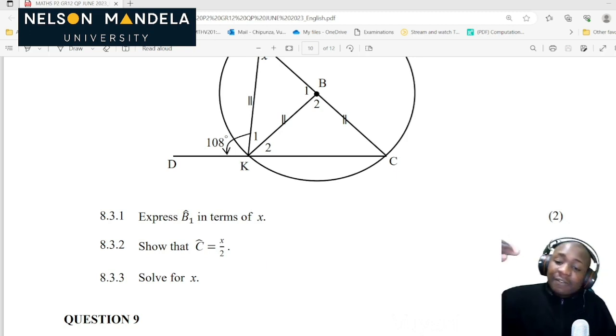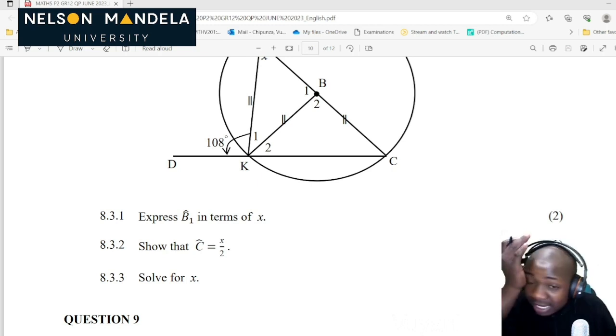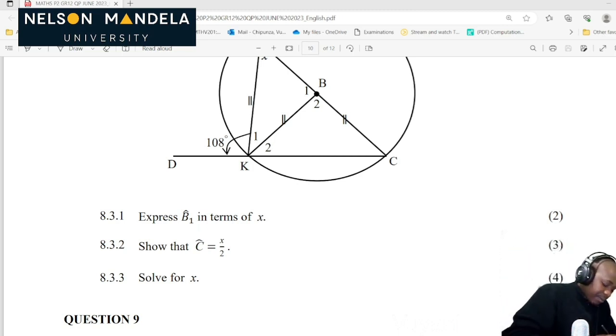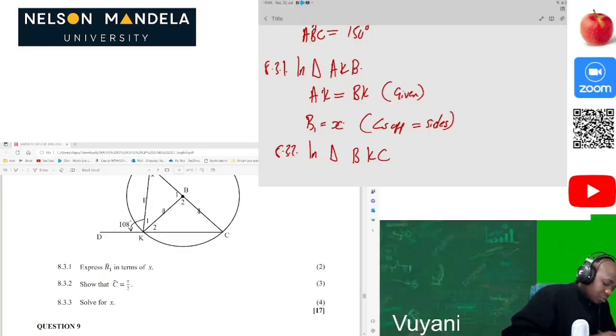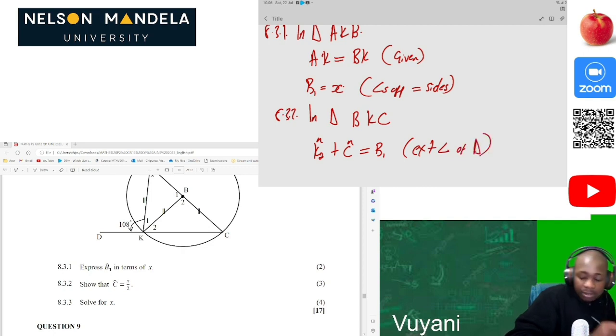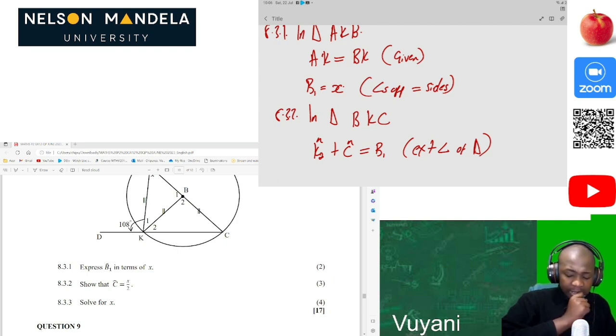So what I've learned so far is that in Euclidean geometry, all the questions are building blocks for all the answers you're going to have. So if we now look in triangle BKC, we can see that K2 plus angle C is equal to that B1, the exterior angle of that triangle. They are equal to each other, and that's amazing.